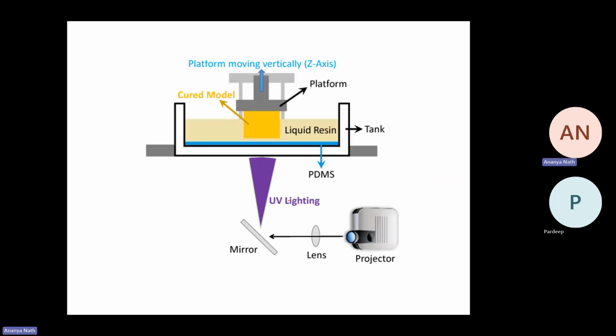My next process is, any guesses? Here what is happening? So here I can see the liquid resin. I can see a projector from which the lens is placed. So obviously a light source is coming. And here it's written UV light. So basically the UV light is coming from the projector, passing through the lenses, getting diverted using a bending mirror, and then it's getting projected over the build plate.